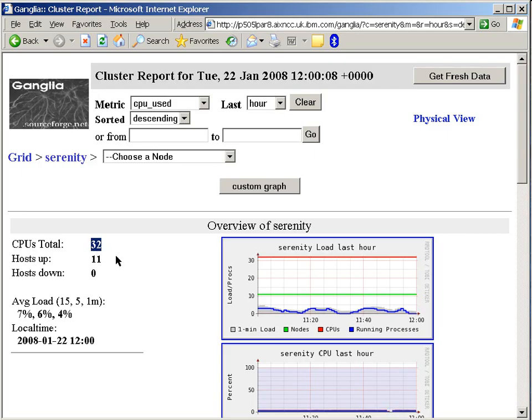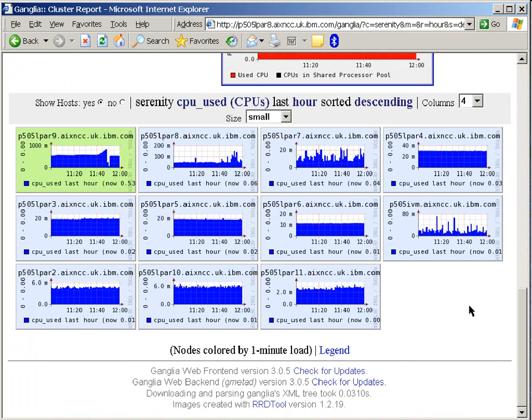Got to be careful with this CPU total. This is actually the total number of virtual processors in our P-series machines. If we look down the bottom again, we can see that I have 11 machines running in here. The coloration means that this one's the busiest. They're in descending order of how busy they are. The mirror shade here is CPU used, which is the physical CPU used in our machine.